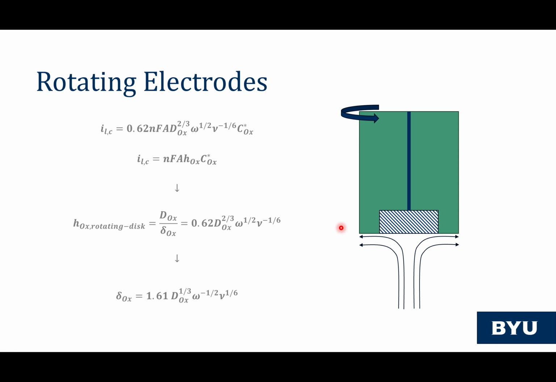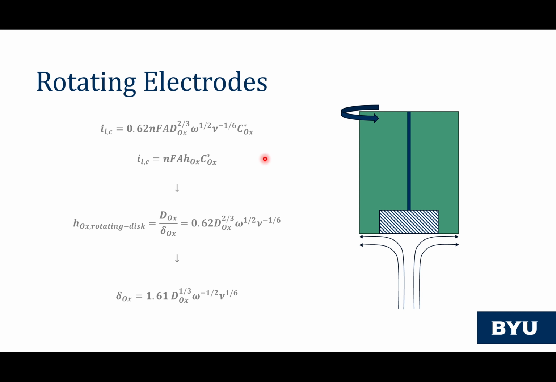The next thing to note is that a really common application of convection principles is the rotating electrode. So in this case, you take a cylindrical piece of insulating material, you put an electrode flush to the bottom of it, and then you spin this cylinder. And this is a rotating disc electrode. It's the most common form of a rotating electrode. And based on how fast you spin it, you can control the diffusion layer thickness.